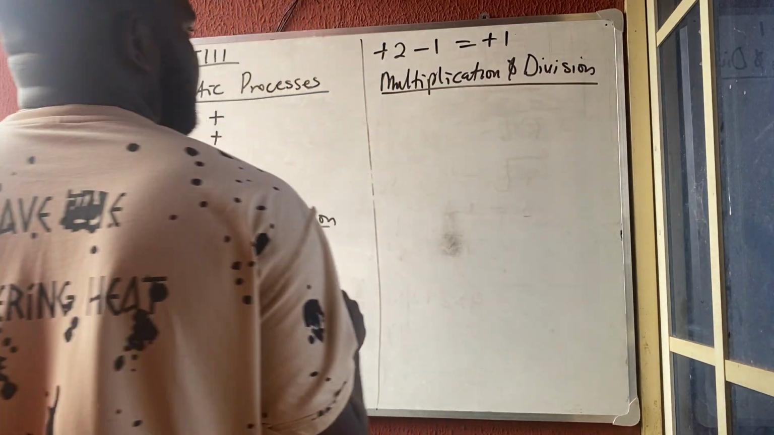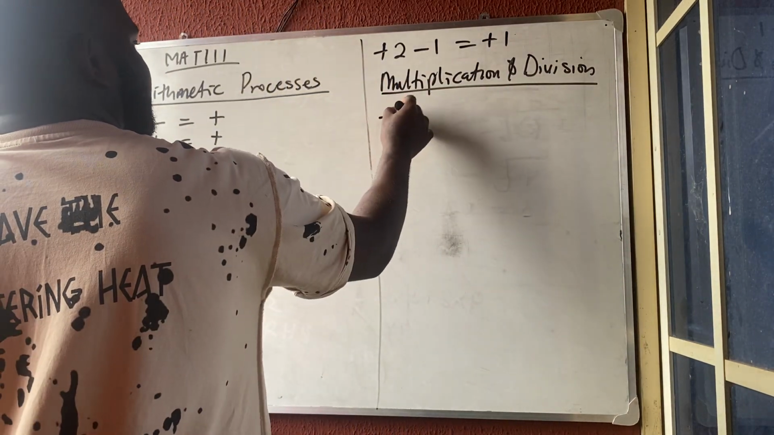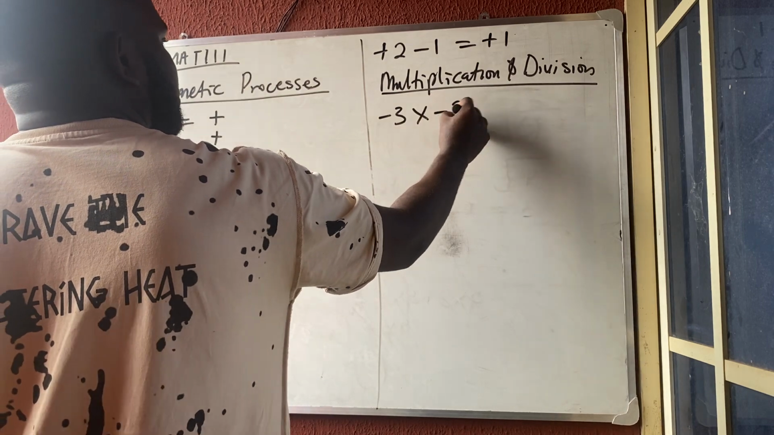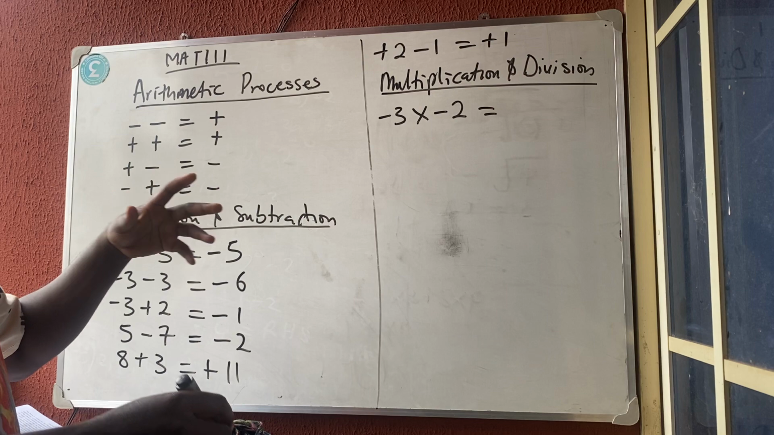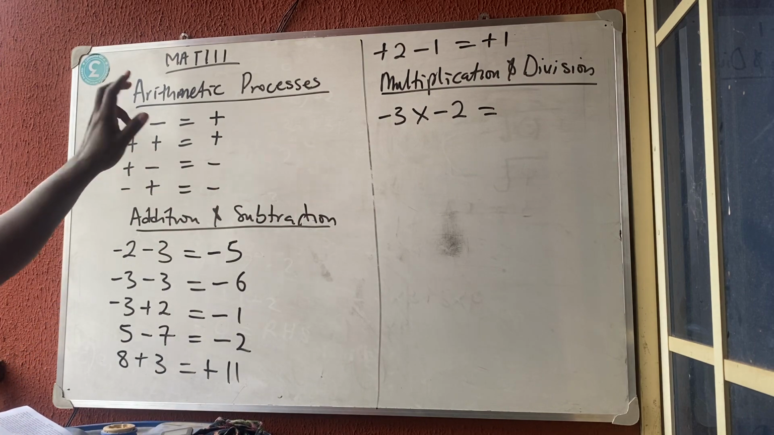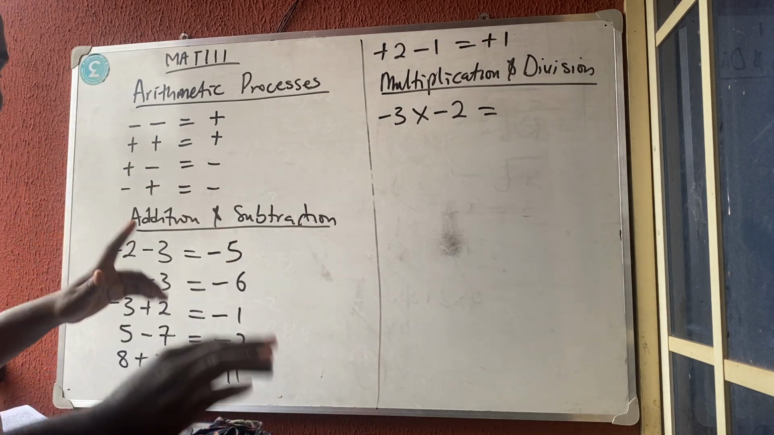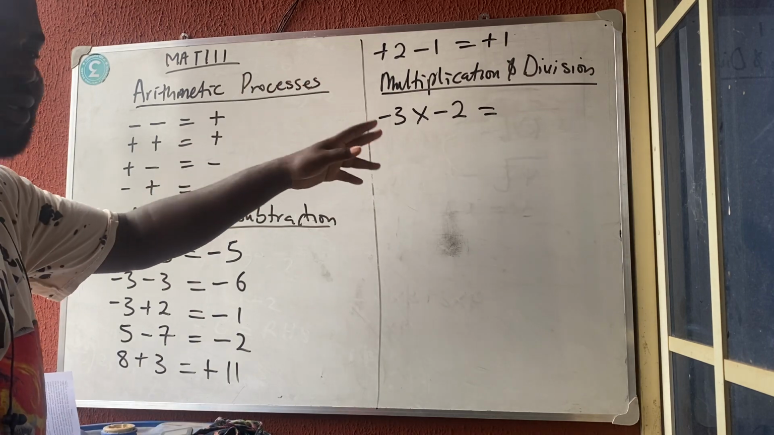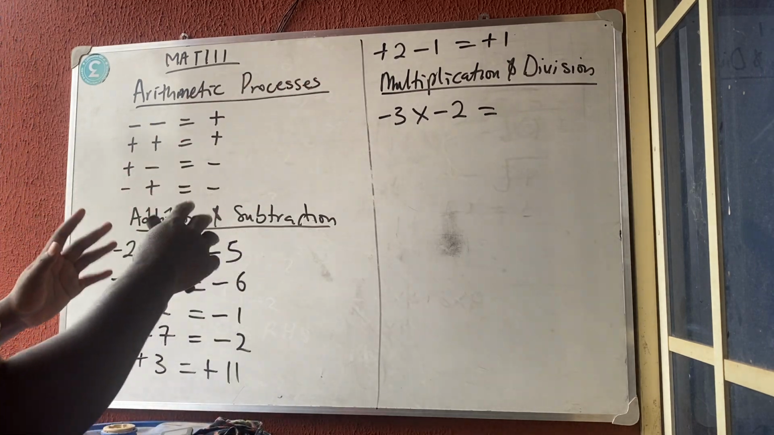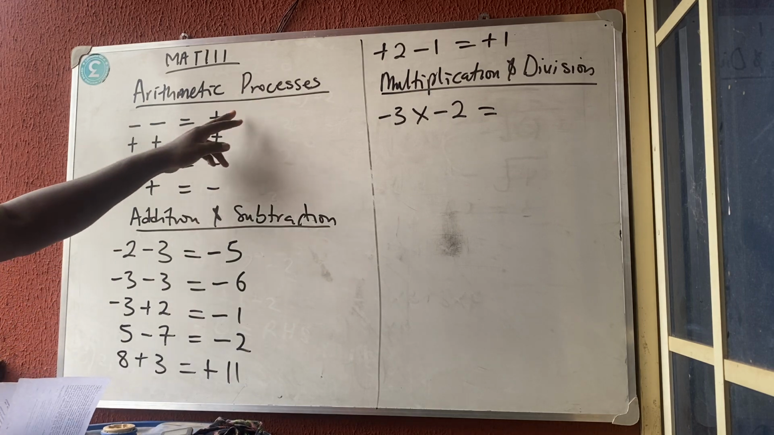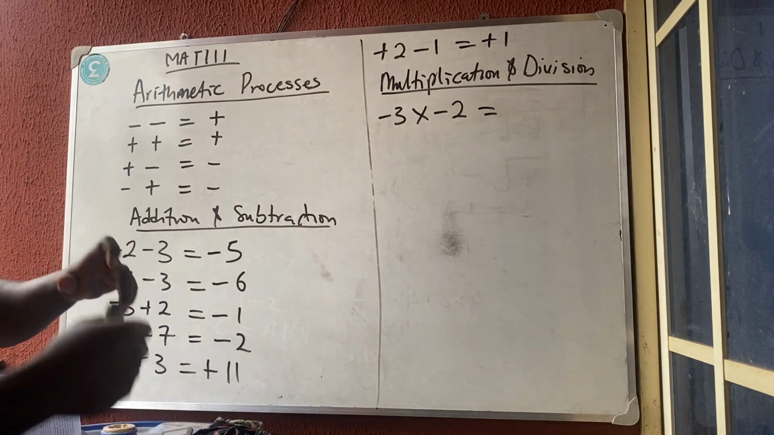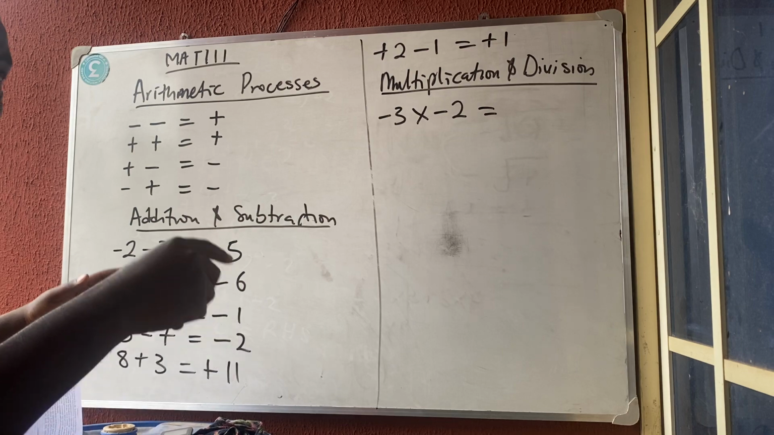So now, for multiplication and division, what do you do? Look at this. If you have a minus 3 times minus 2. Now, in multiplication, the sign you are going to carry is from whether they are the same or not, and not the operation. The operation there is already times, and the divide. But this law here is what will show us the sign it will carry. That is for multiplication and division.